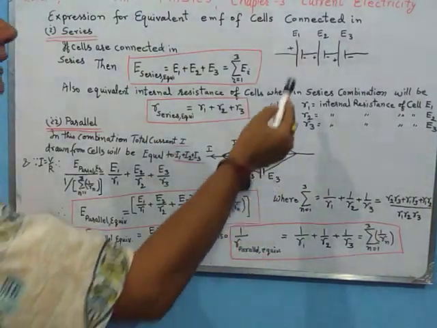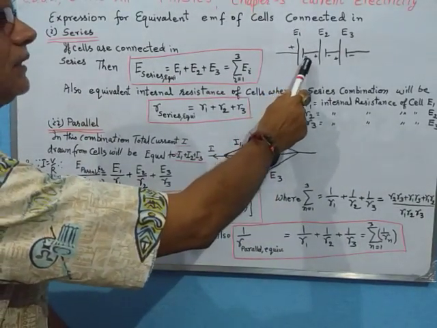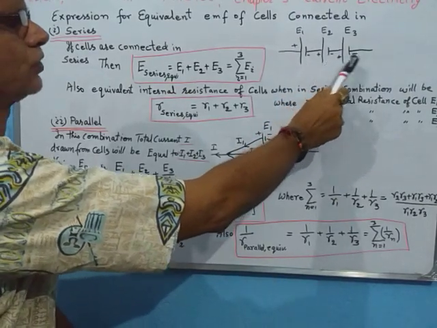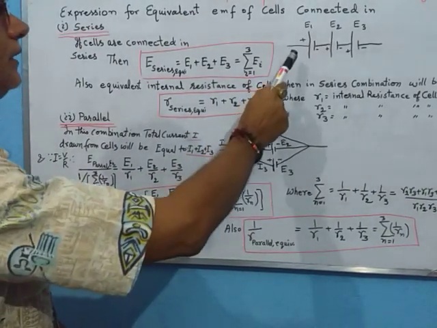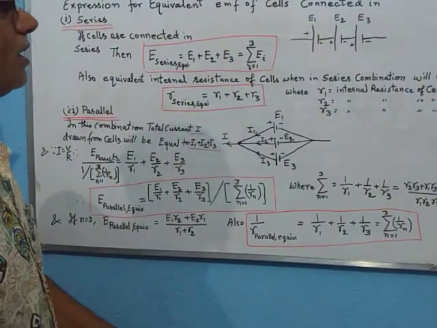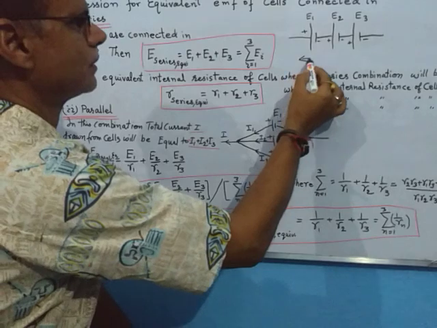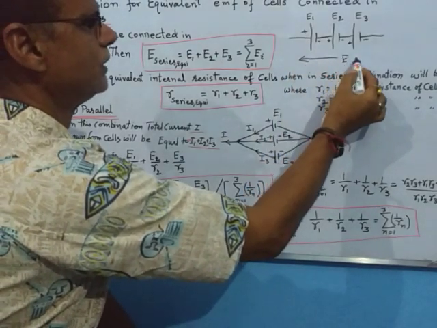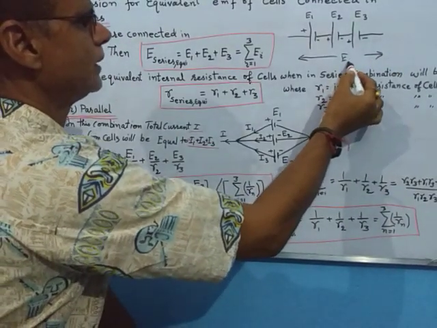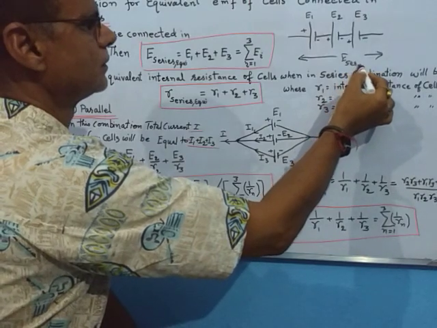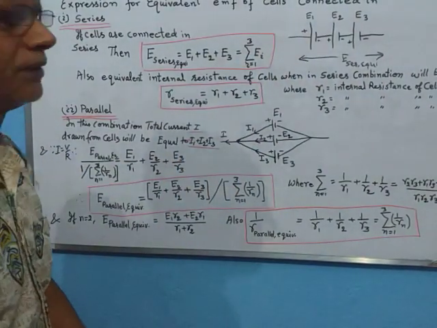Here is the diagram for series combination of the cells. It means the positive terminal of one cell is connected to the negative terminal of another cell, and so on and so forth. So head of one is connected to tail of another, and in this case the total EMF across the combination will be the summation of all the individual EMFs. So we can say the series combination equivalent EMF is just the sum of individual EMF of the cells.